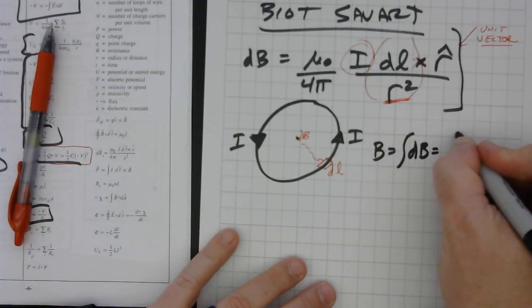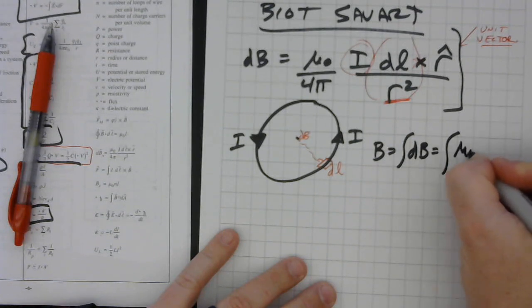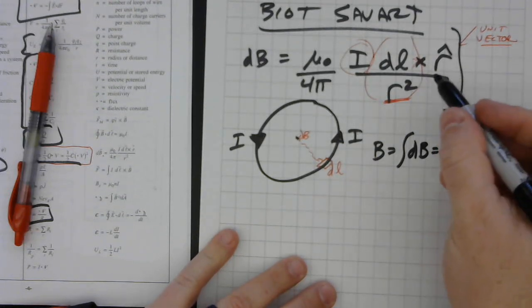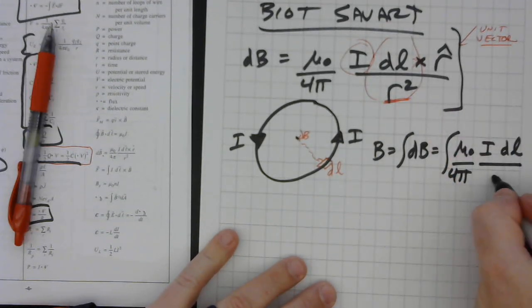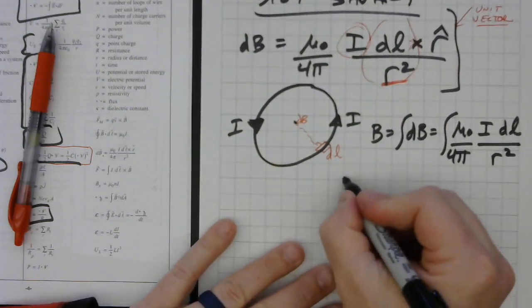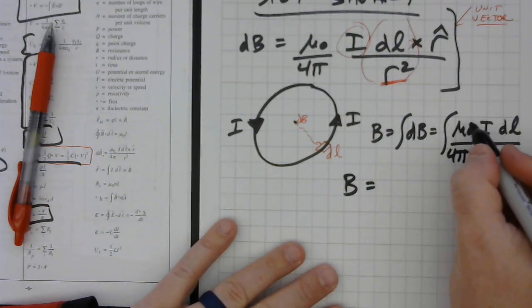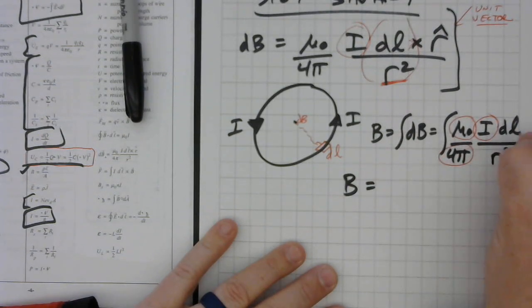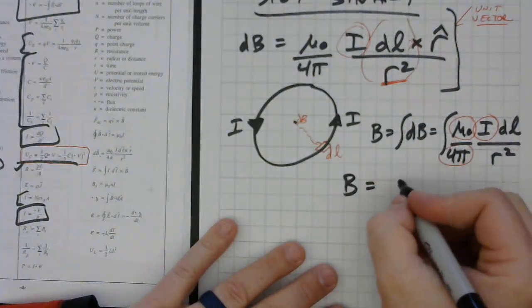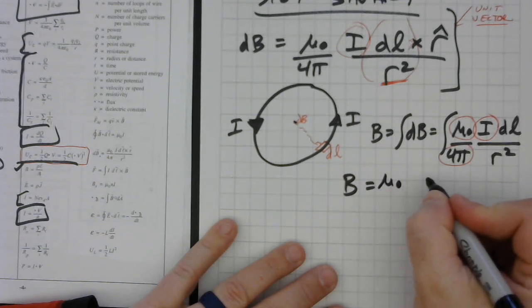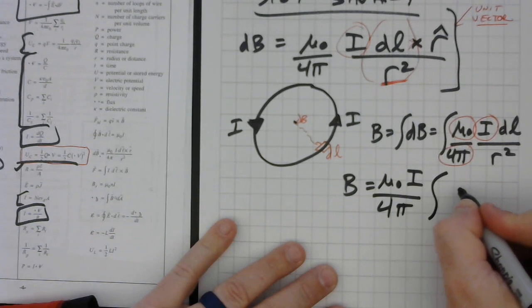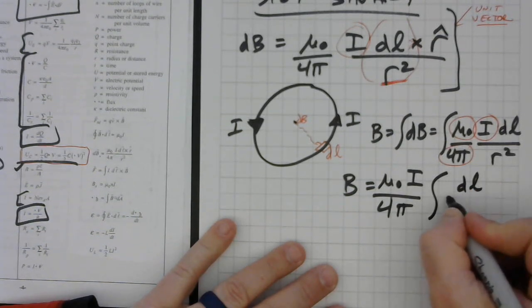So that's going to be the integral of μ over 4 pi I dl, r hat's perpendicular, so that goes away, over r squared. So look at this. B field equals, watch this. I'm going to circle the things that are constants. I is going to be constant. That's constant. That's constant. So watch this. So it's μ naught I over 4 pi integral of little lengths over r squared.